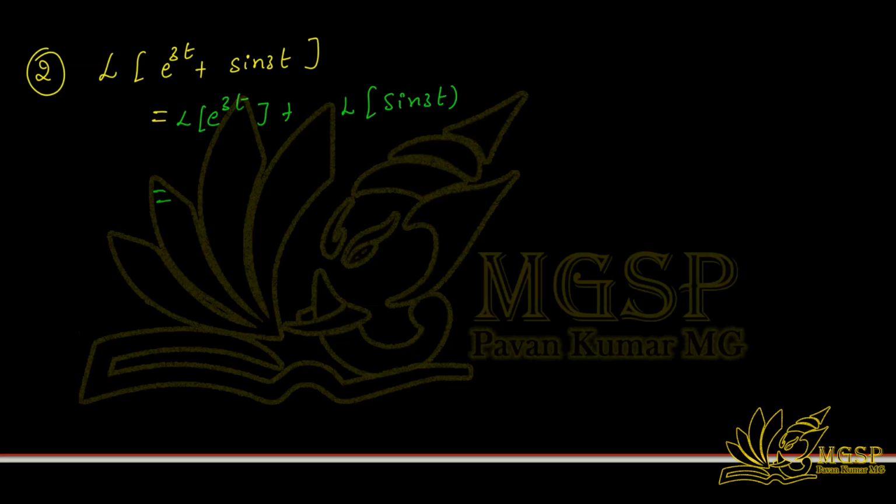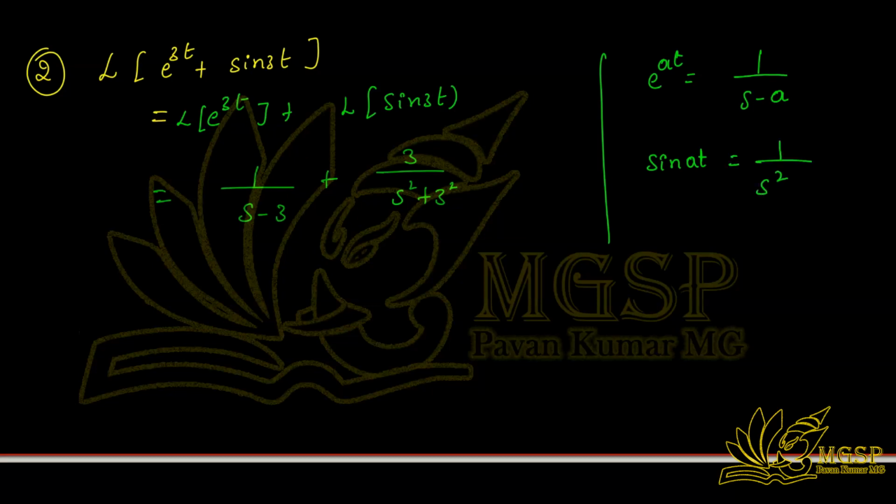Laplace of e power 3t, you can write directly as 1 by s minus 3. You have solved this kind of problem in your MSc, so I am just writing directly 3 divided by s square plus 9, where 9 is 3 square. So we'll write these formulas: Laplace of e power at is equal to 1 by s minus a. Again, sine at is equal to a divided by s square plus a square. Similarly, cos at is equal to s divided by s square plus a square. So these are the formulas we have.